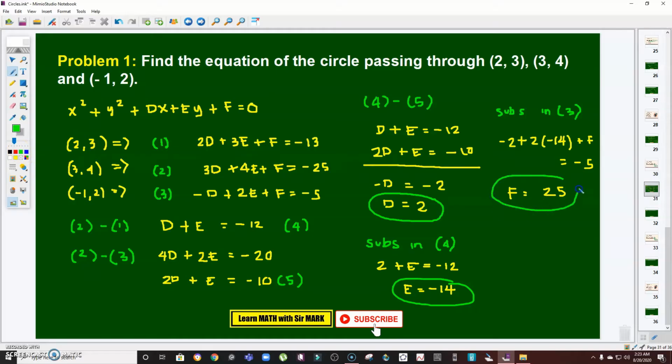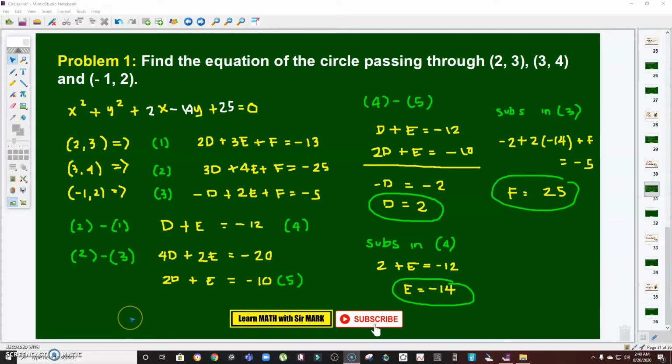There you go. Okay? So, since I have D, E, and F, the general equation of the circle will become this one. So, since wala na akong space, allow me to write it here. So, ang D ko, again, is 2. Ang E ko is negative 14. So, let me erase it. So, this one will become negative 14, while my F is positive 25. So, therefore, dun sa question, what's the equation of the circle? This is the answer.